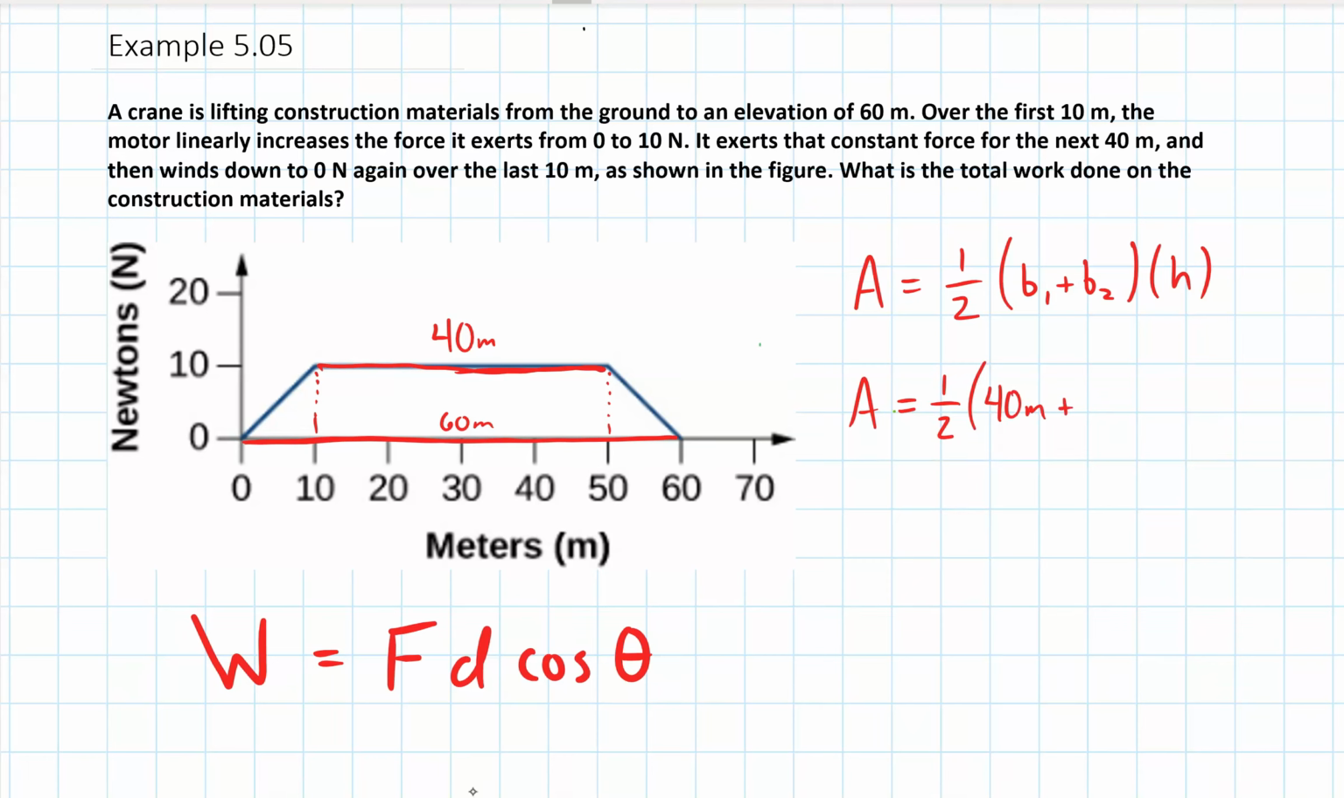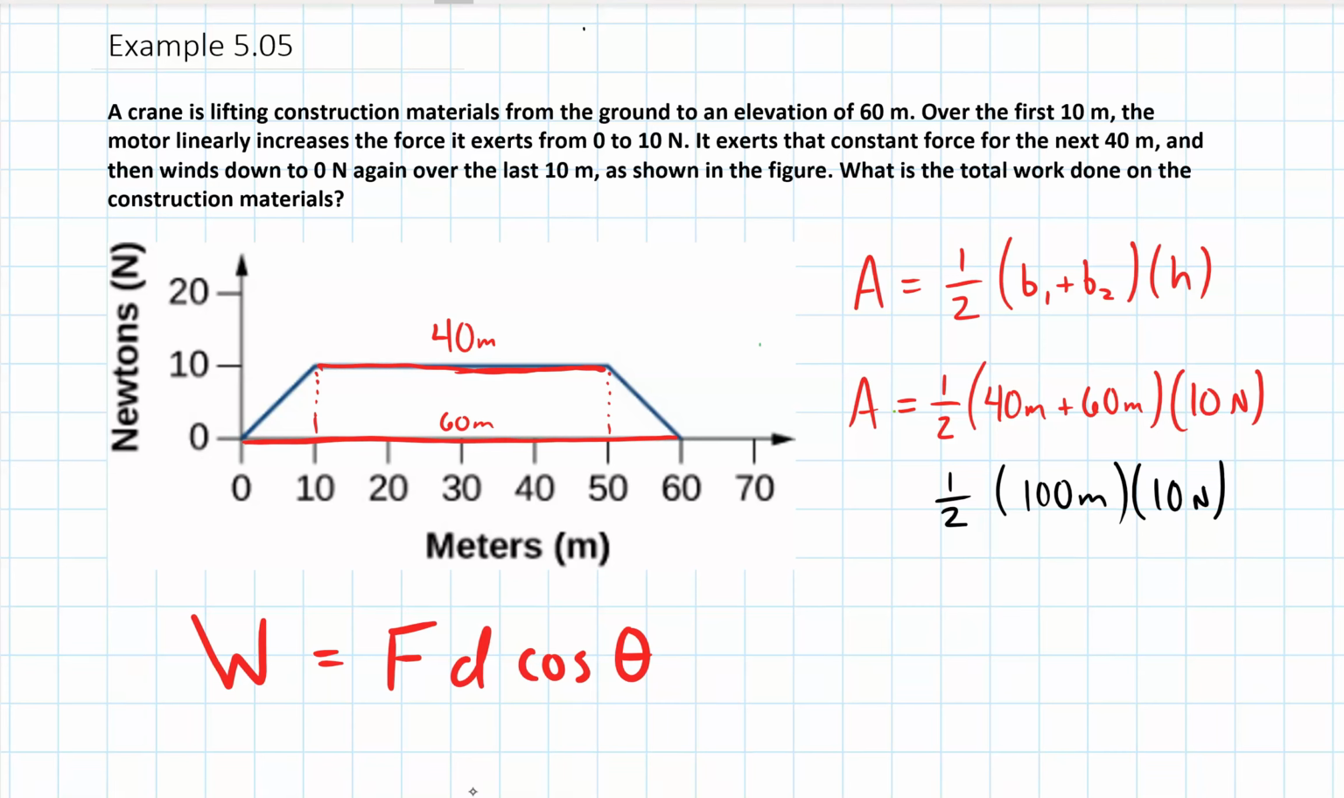So when we plug in what we know, that's 1/2 times 40 meters plus 60 meters. And then the height of this thing, over here on the side, you just need to look at how tall the object is. It goes from 0 to 10 newtons, so the height is 10 newtons. Once we multiply all that out, 40 plus 60 meters becomes 100 meters. That's still 10 newtons and 1/2.